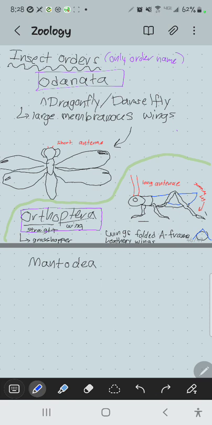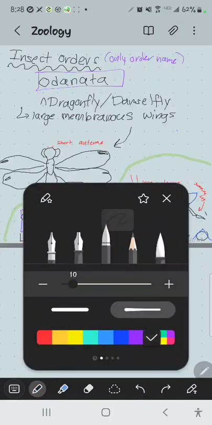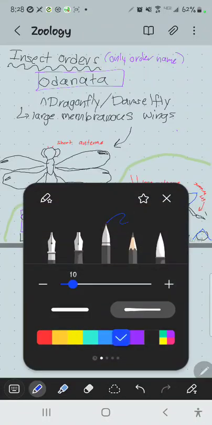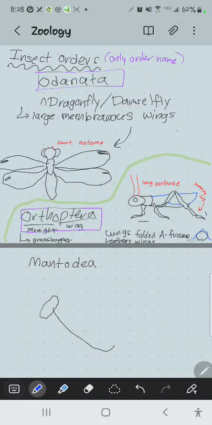Okay, so a couple things here about the Mantodia: they have these raptorial legs. The name raptorial refers to a raptor, like an eagle or a hawk, but you could also say grabbing legs. They have kind of the same folded A-frame, leathery wing.